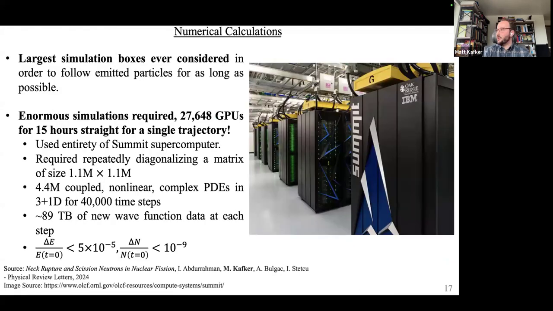Okay, so a brief word about numerics. I've got 8 minutes left. Is that right, Yukari? Okay. How's that looking? That should be fine.